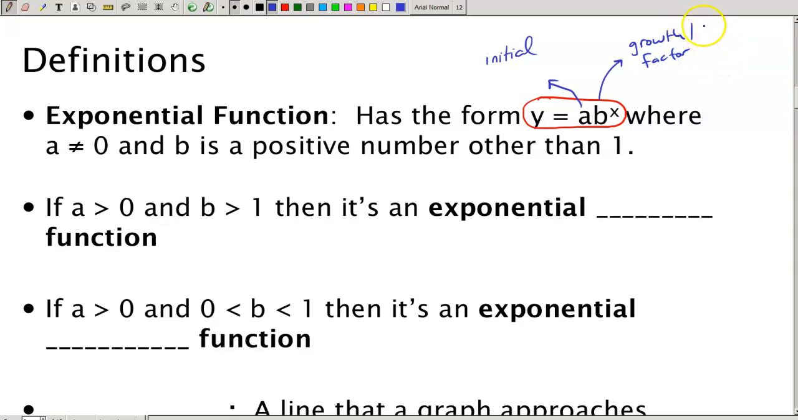And we could also say that's the decay factor as well. The growth or decay factor. That's the number that we're continually multiplying by. So that could be something that's going up or something that's going down.